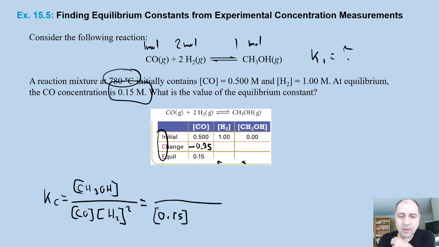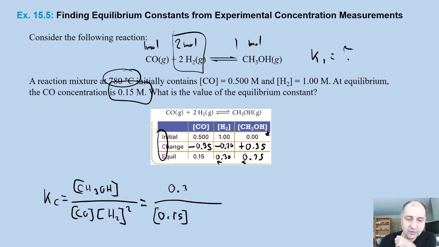Alright, so if this goes down by 0.35, we need twice as much hydrogen, so 2 times 0.35 to disappear. Again, that's from this relationship here. So that's going to be minus 0.70. So what's left over at equilibrium here is 0.30 molar. And then this was at 0 initially, so it's going to go up by 0.35. So this is 0.35.